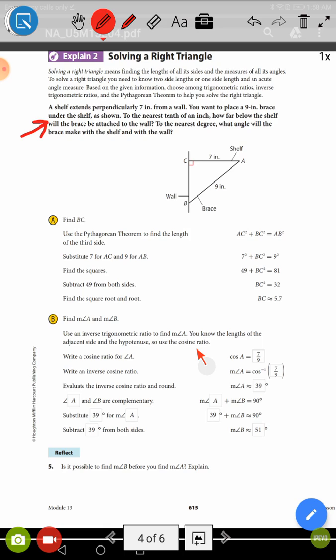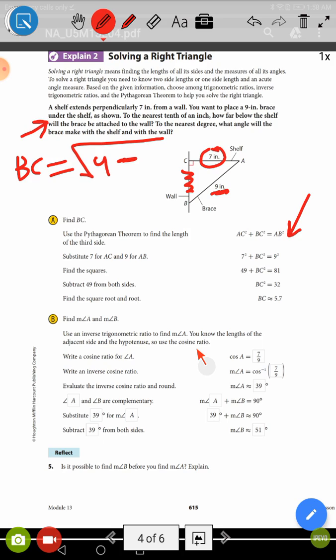We have that side and that one, so we can find BC using the Pythagorean theorem. How? We will write root, and under the root minus or plus. Yes, it's minus: 9 power 2 minus 7 power 2, so it's equal to, to the nearest tenth, 5.7. That is BC.